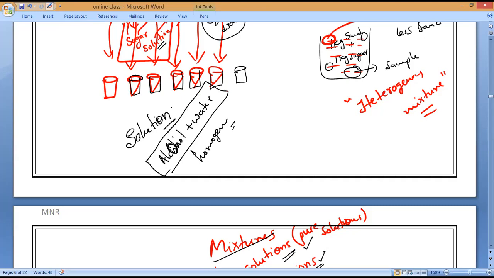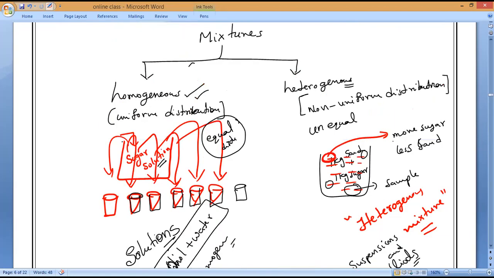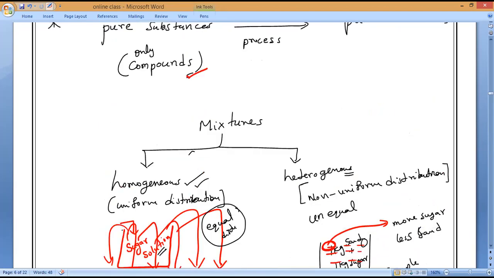So solutions are examples of homogeneous mixtures, and what are the examples of heterogeneous mixtures? Suspensions and as well as colloids are the examples of heterogeneous mixtures. So please, all of you write it down. Any doubt, guys?